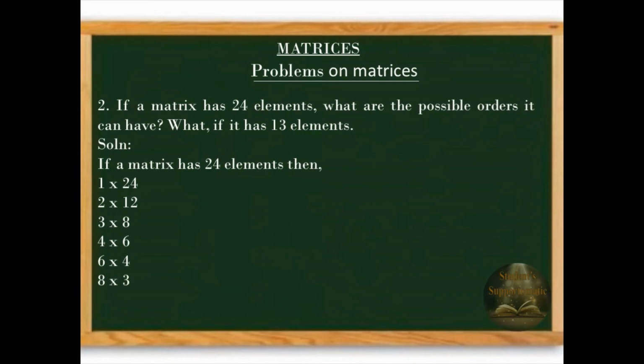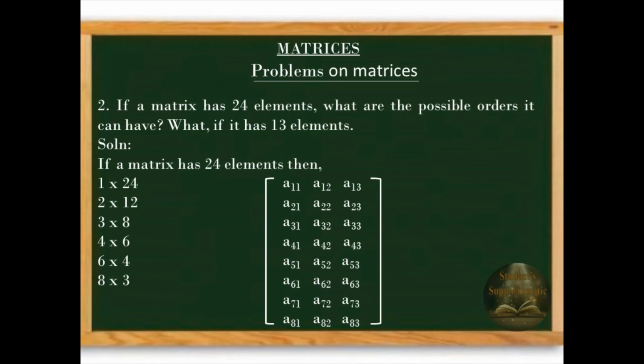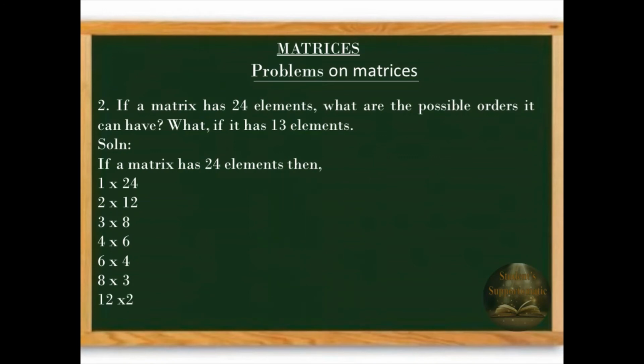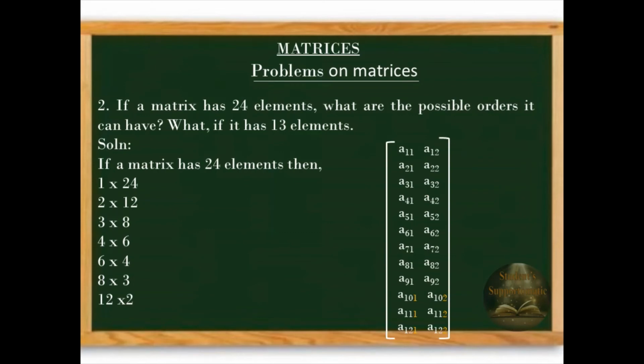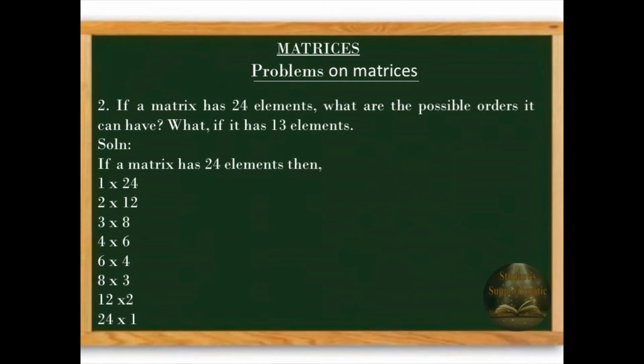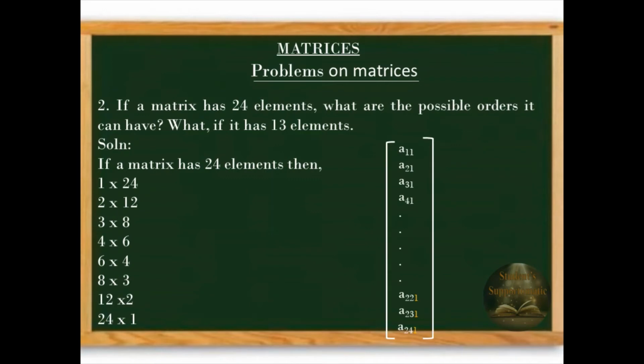That is 8 by 3. 8 threes are 24. So 8 rows and 3 columns, like this. Then 12 by 2, that is 12 rows and 2 columns like this. And the last one, 24 by 1, that is 24 rows and 1 column like this. So these are the possibilities of the order of the matrix that has 24 elements.